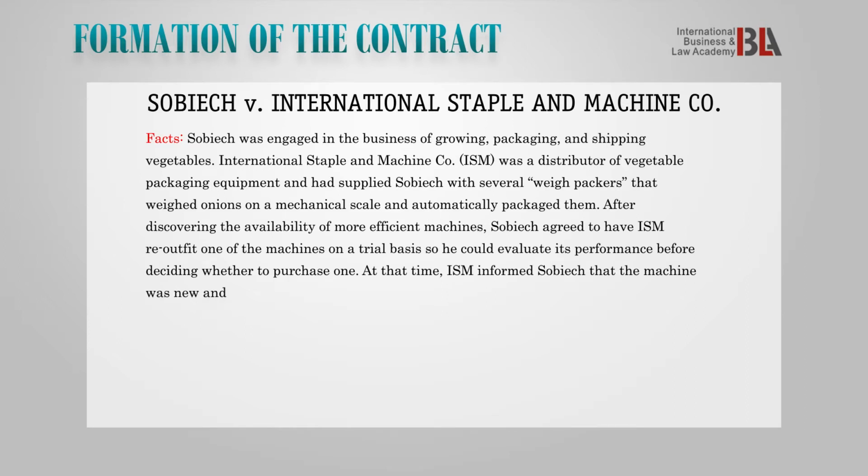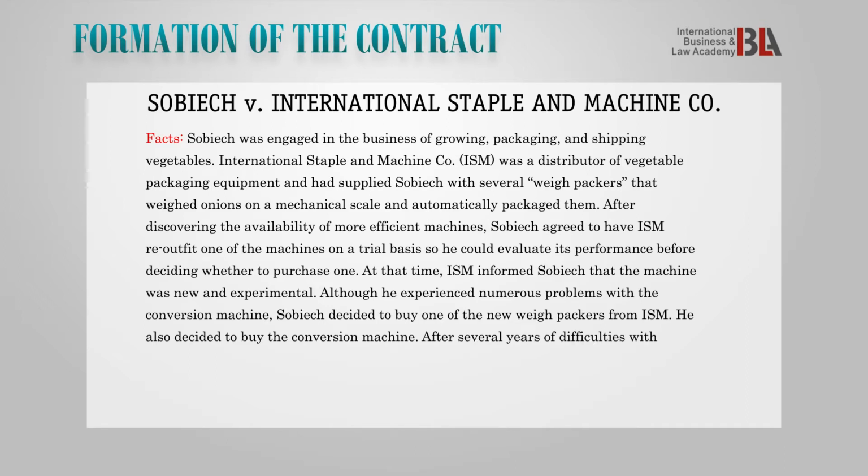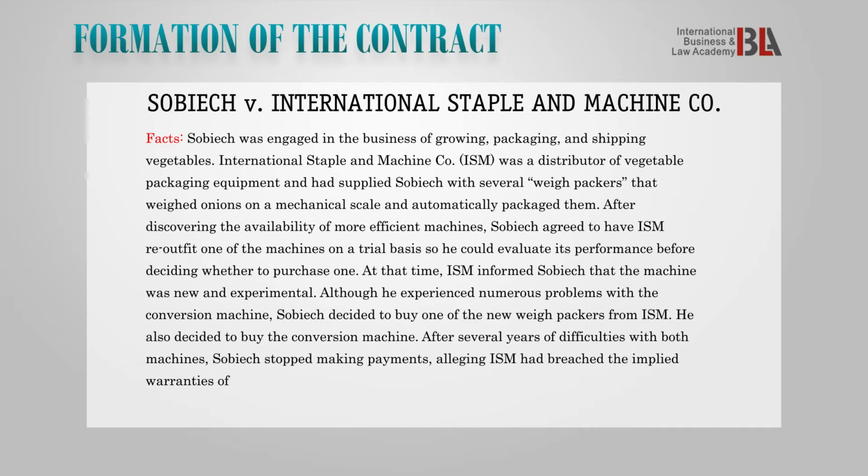Although he experienced numerous problems with the conversion machine, Sobek still decided to buy one of the new weight packagers from ISM. He also decided to buy the conversion machine after several years of difficulties with both machines. Sobek has stopped making the payment, alleging ISM has breached the implied warranties of merchantability and fitness for a particular purpose. Issue: did ISM breach the implied warranties of merchantability and fitness?